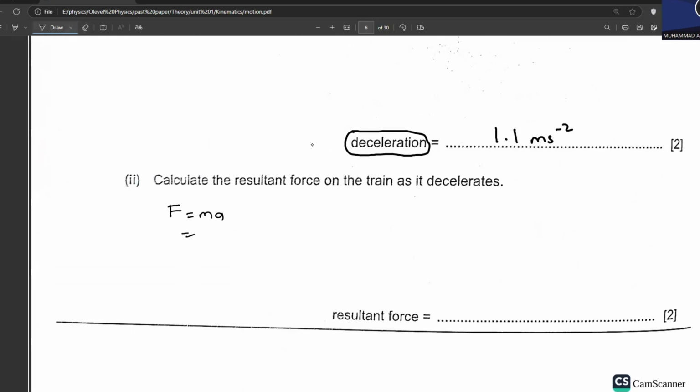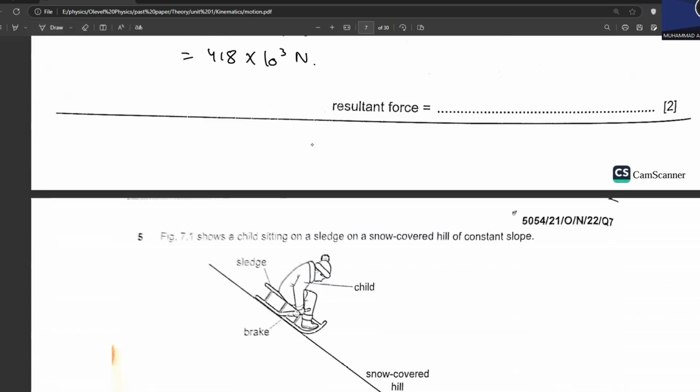So let's do one thing. 3.8 into 10 raised to the power of 5 multiplied by 1.1. This comes out to be what? 418 into 10 raised to the power of 3 newtons. Simple as that. Let's further move ahead.